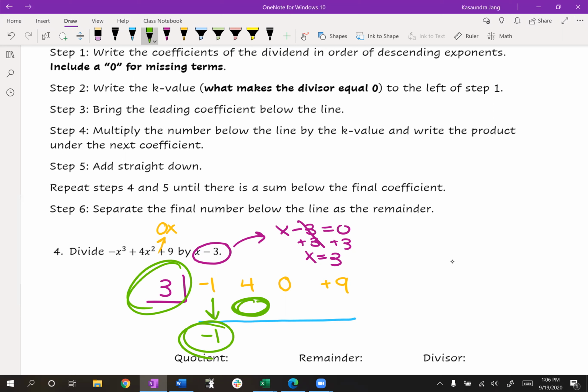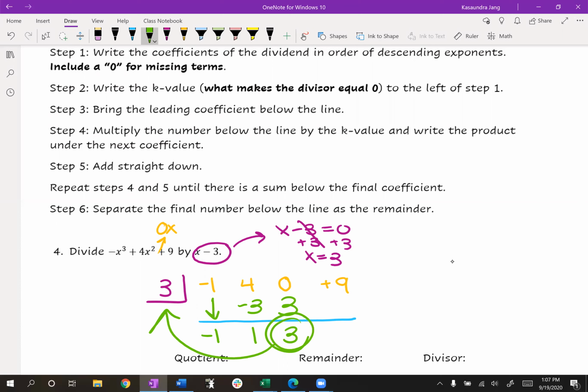And then it's start over again. Multiply, add, multiply, add, multiply, add. So I will multiply 1 times 3 is 3. And then I add straight down for 3. Now I take this multiplied by what's in the box. 3 times 3 is 9. So I put this 9 right here, and I add straight down. I'm going to erase this plus sign right here. It's a positive 9. I don't really need the plus sign.